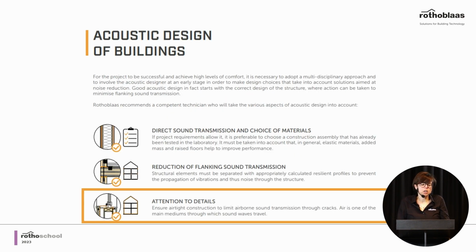But let's come back to our acoustic design. So we have seen that, first of all, we have a direct transmission of the sound. So we need to choose a separating element, a floor or a wall, that performs well. But this is not enough. We need to work on flanking transmission, because we have this phenomenon of indirect transmission of the sound, and we have seen that we need to use resilient interlayers to improve it.